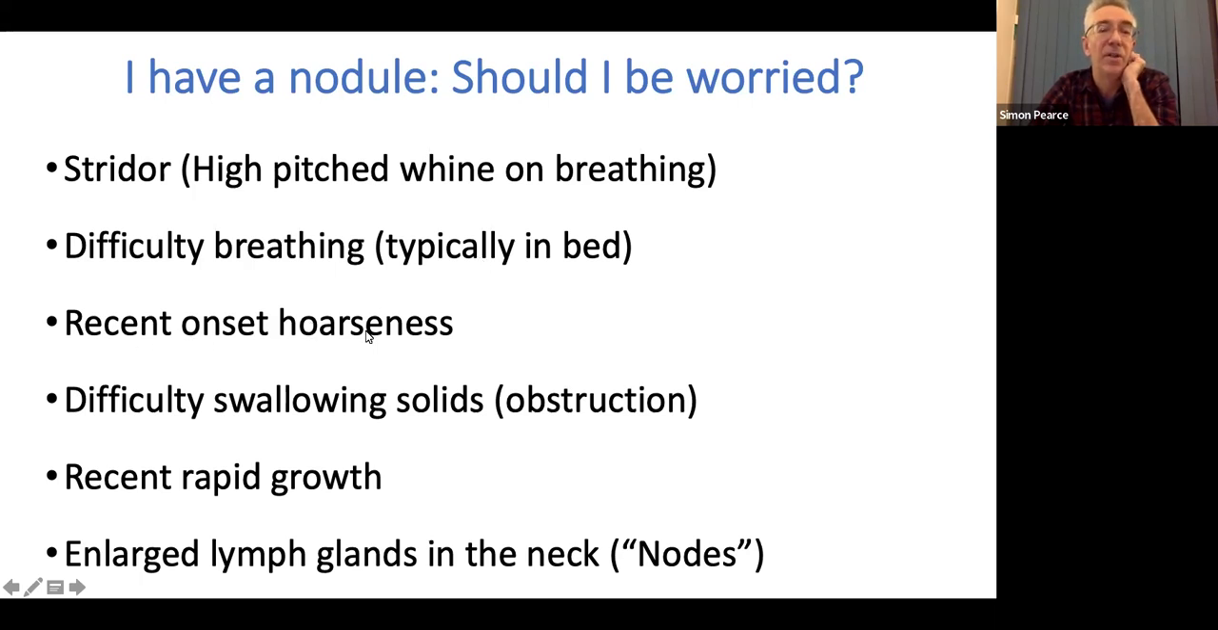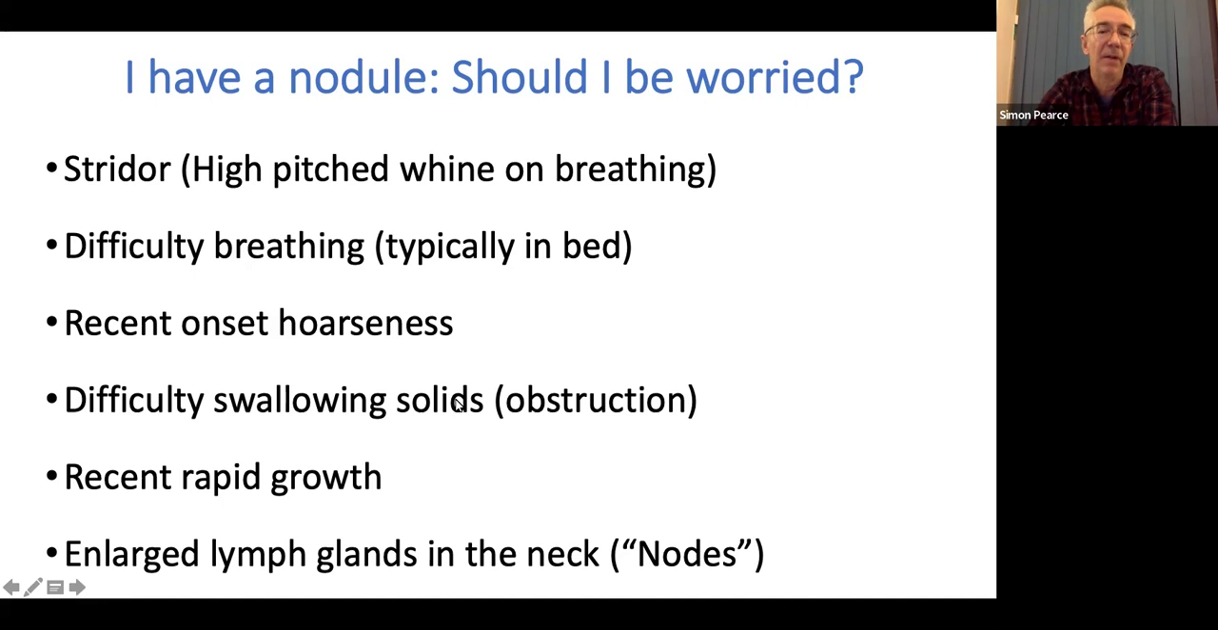Recent onset hoarseness. So that means hoarseness of your voice when you haven't got a cold or a sore throat or something like that. Obviously, anyone can get hoarseness, but if it persists for 2 or 3 weeks and there's no cold or anything, that's something to be concerned about, because that can mean it's affecting the vocal cords. If you have difficulty swallowing solids, that means your gullet, esophagus can be impinged on or obstructed by the thyroid nodule.